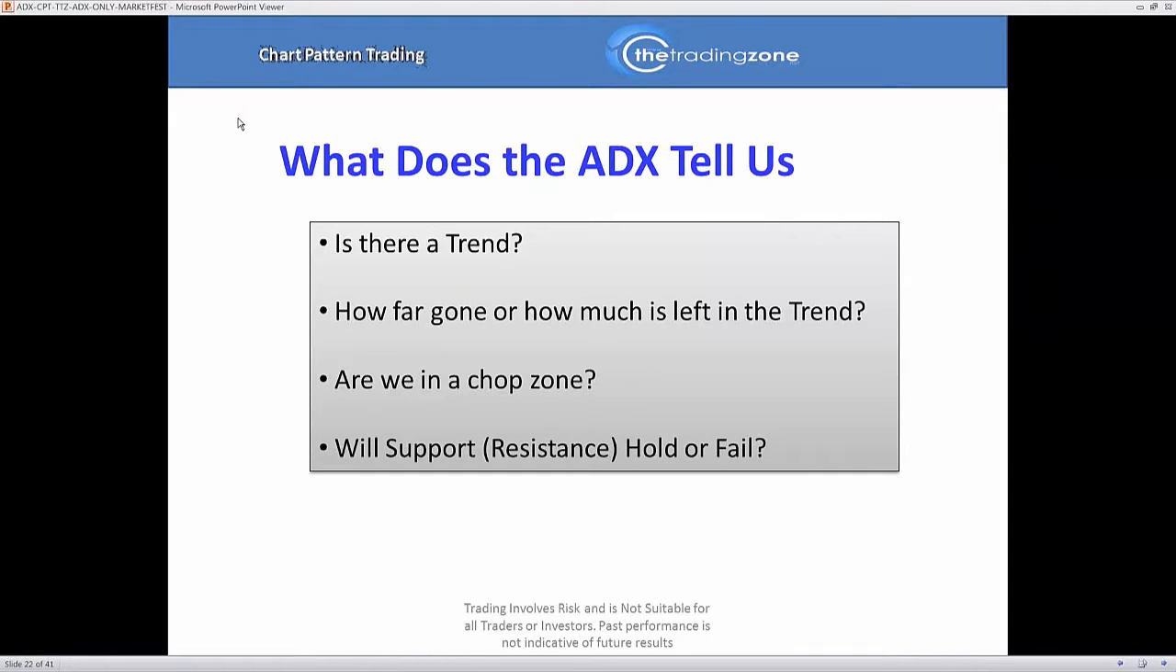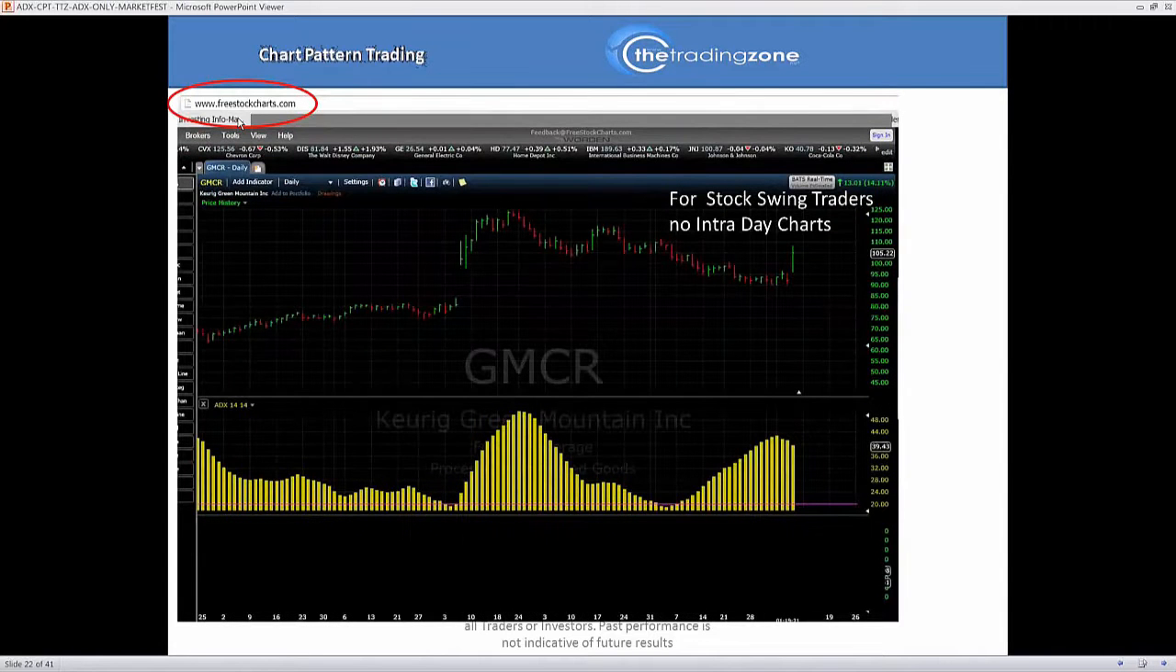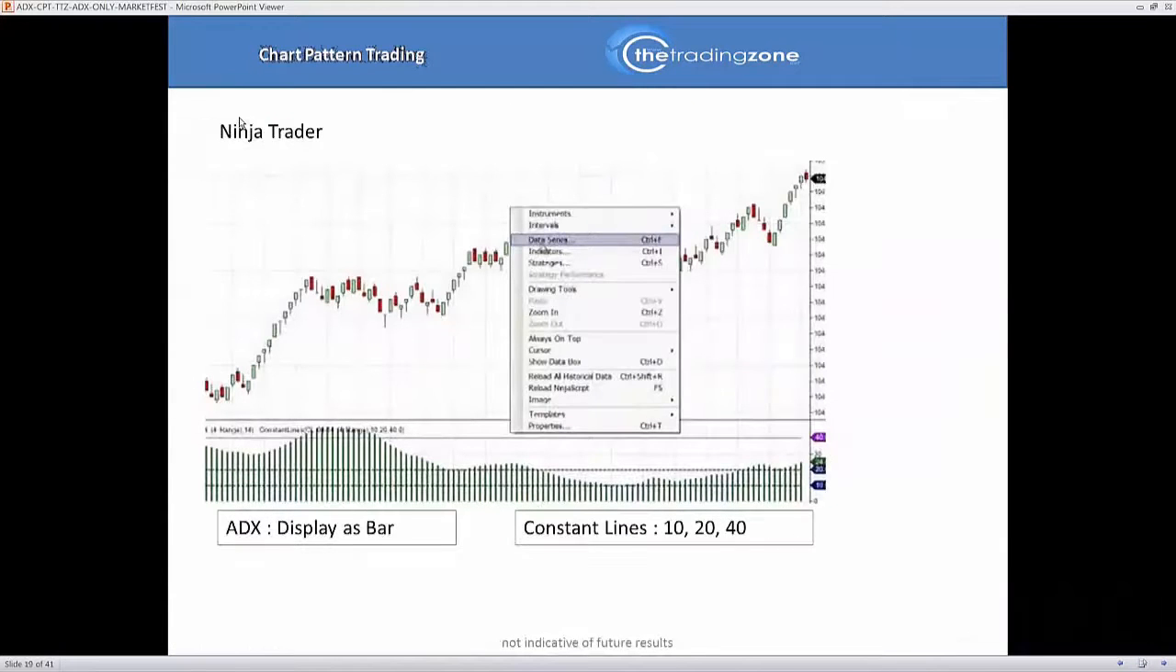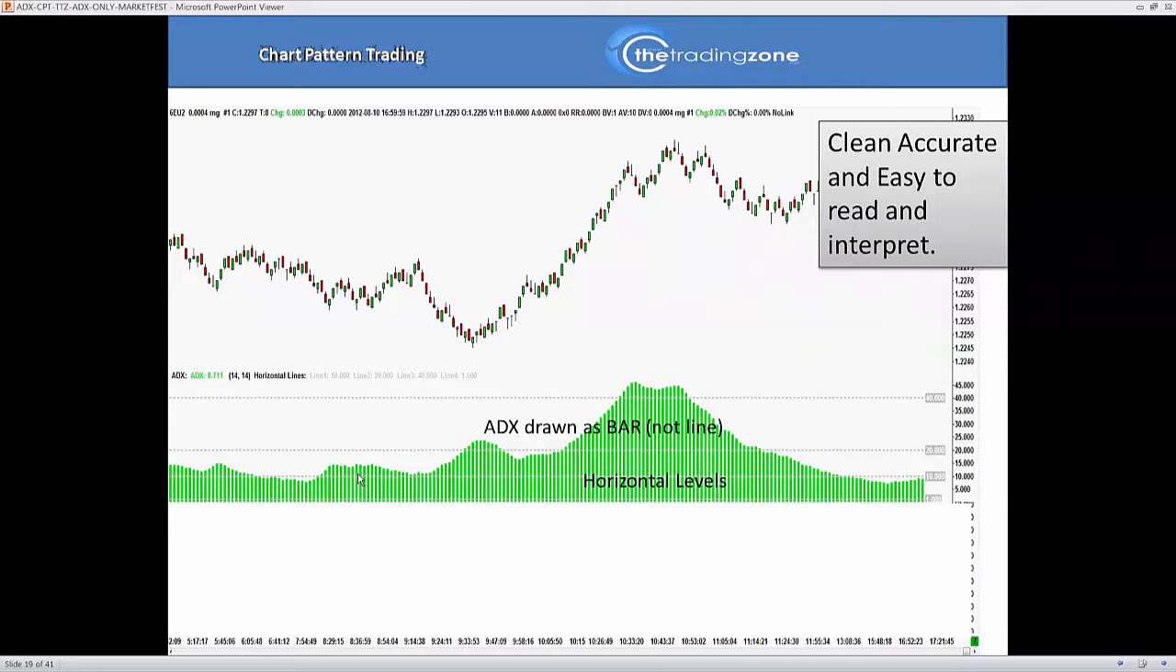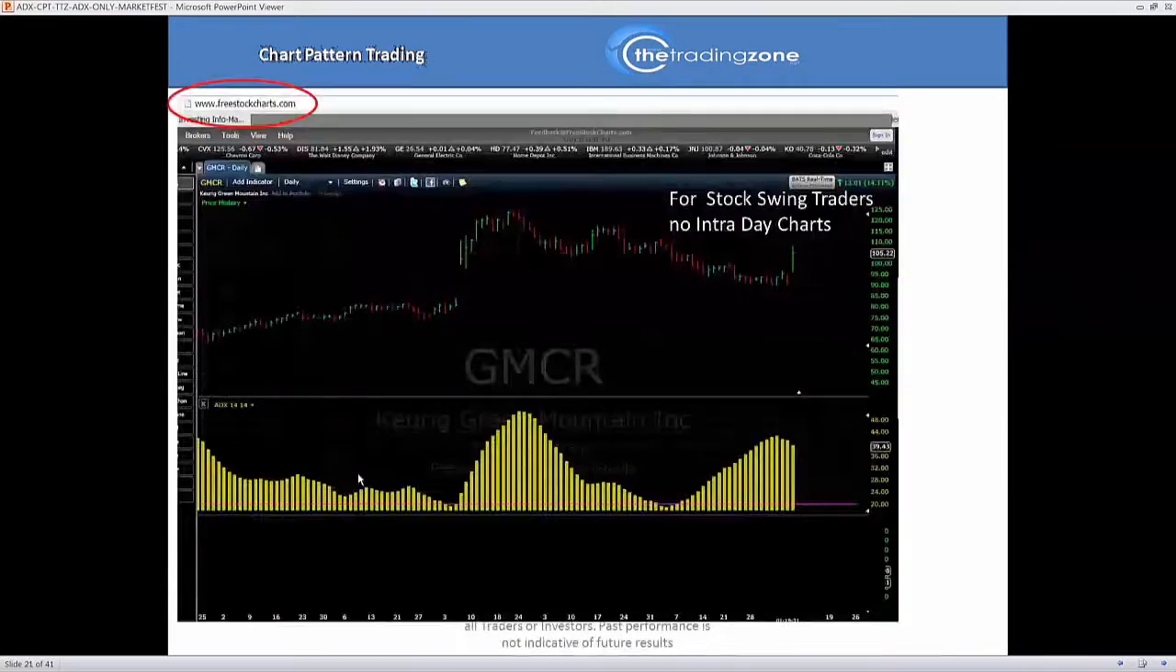So let's jump in and look at what we can do. Now we have the setup and the configuration, fantastic, but what can we actually do with it? Ninja, yeah, it's built into Ninja. TJ asked just quickly. Here's on Ninja. You go to your indicator settings and you right-click and you change your display setting, display as bar. By default it displays as a line, you just scroll down and do display as bar.